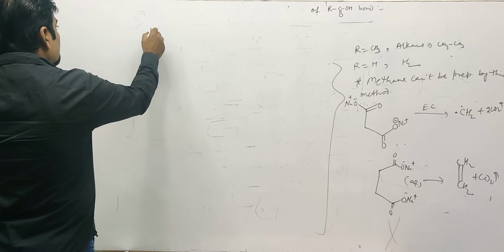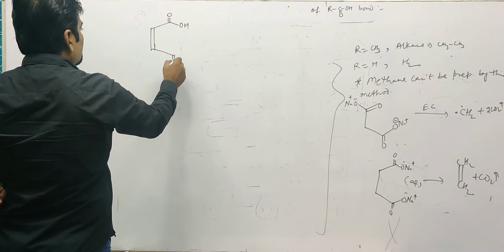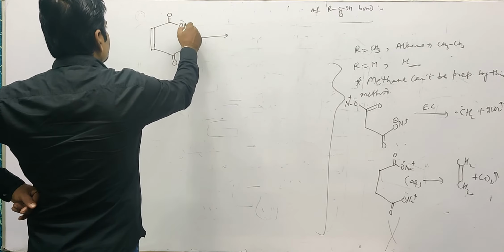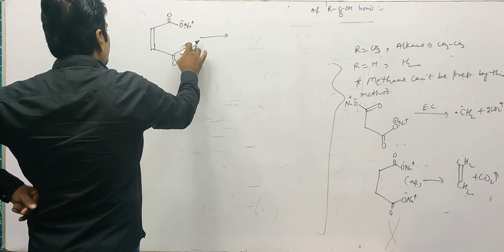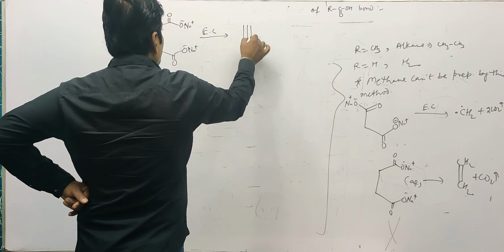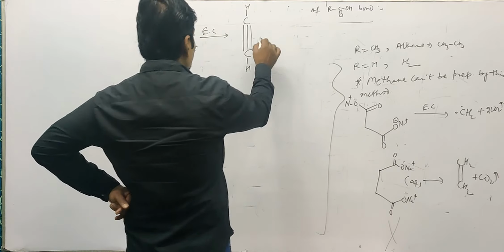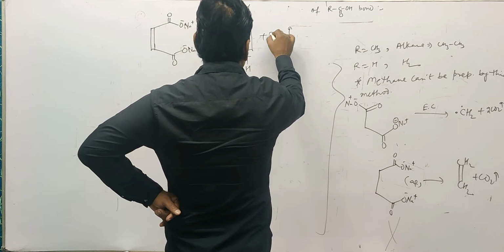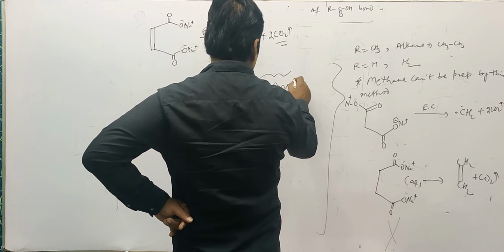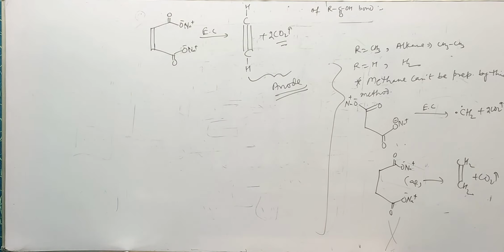Similarly, if we take malic acid with COOH and COO minus Na plus salt and do electrolysis, what does it form? The double bond now becomes a triple bond, so CHCH, acetylene, is produced, and 2 moles of carbon dioxide are eliminated at the anode, as you have seen in the mechanism. This is called the electrolytic method.